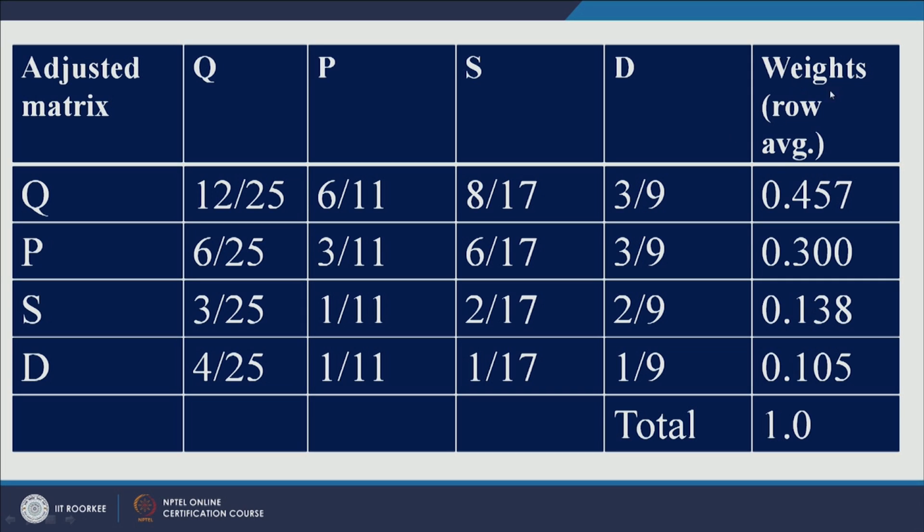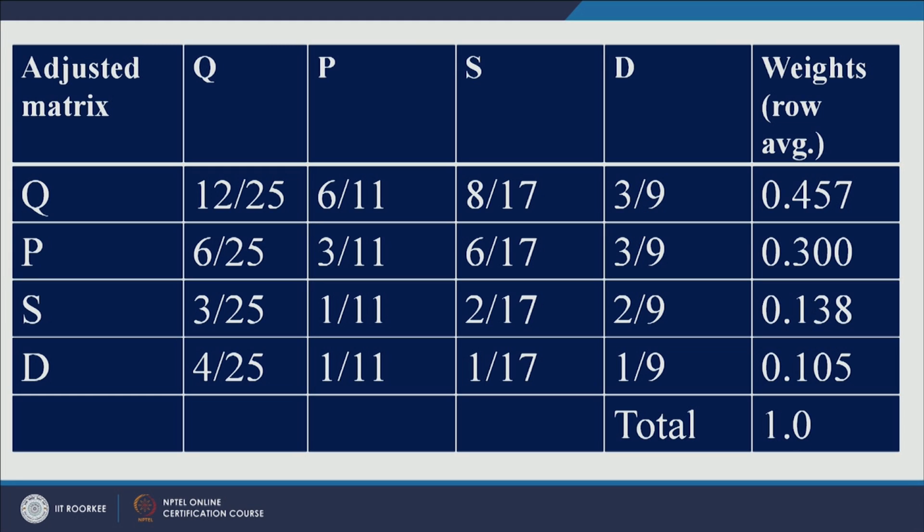Let us look at how to find the weight now. After finding all these values, you just take the average of all these points in this particular row. So, it is 12/25, 6/11, 8/17, 3/9 divided by 4. So, you will get an average of 0.457. Similarly, for delivery it is 0.105. Keep in mind that the weightage sum should always be 1, it cannot exceed 1.